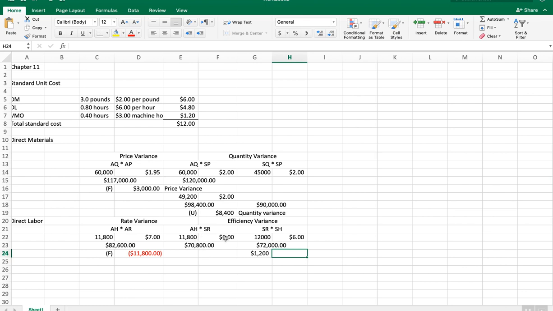Well, our actual hours were 11,800, but our standard hours were 12,000, so we worked less than we expected to, so this is favorable. And I'm going to remove that, so it doesn't confuse anyone. This is actually, oh, I copied that down. I was going to say, that's not favorable, that's unfavorable. I copied that down. The reason that's unfavorable is because you paid $7 per hour, but you budgeted $6.